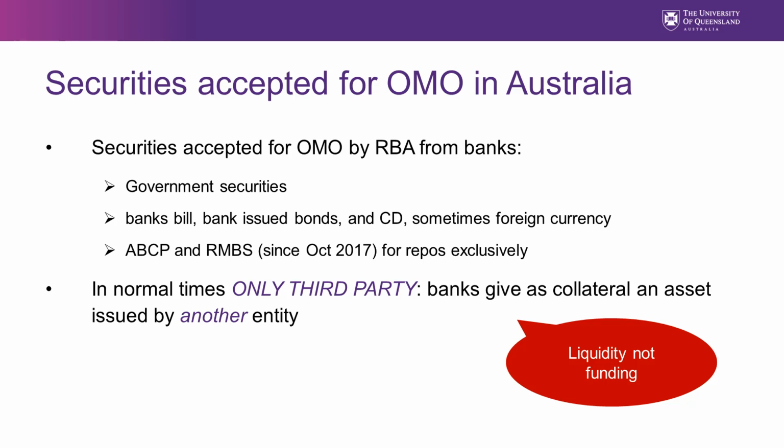ABCP, RMBS. So during the financial crisis, they would even accept securitized products as part of the monetary policy. If they had to offer it, they had to prove that the loan that was in the ABCP was not their loan. Again, the principle of third party. During the financial crisis, they extended the list of eligible securities. They extended it so much because they were so keen on making sure that banks could bring something.